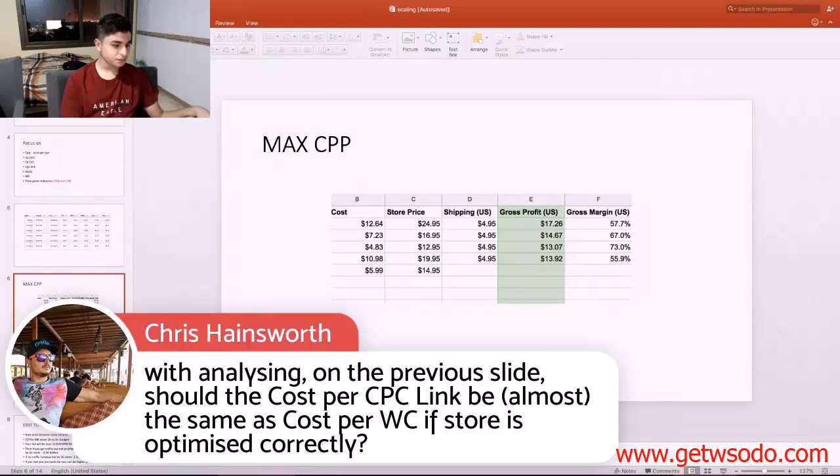With analyzing on the previous slide, should the cost per link click be almost the same as the cost per website conversion if the store is optimized correctly? That's almost impossible. No, it should not be typical. No.